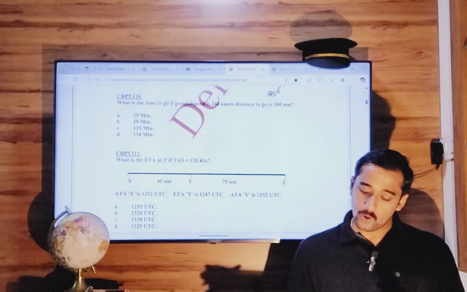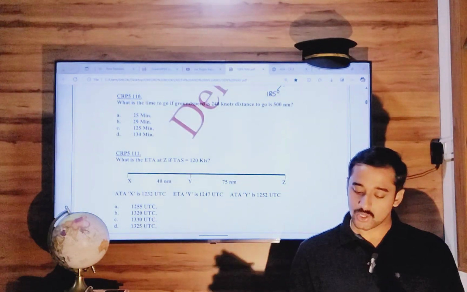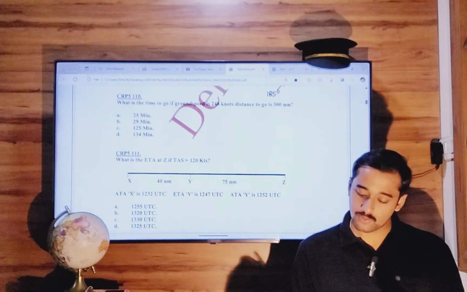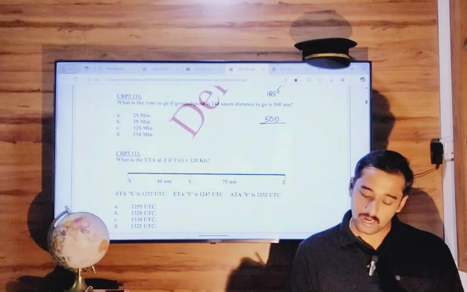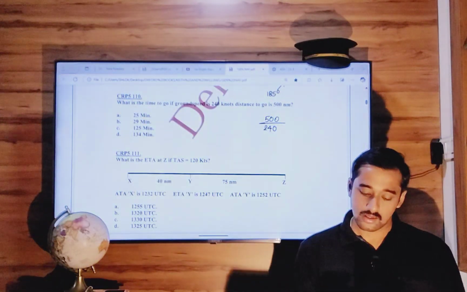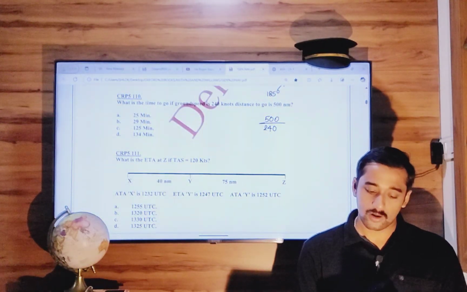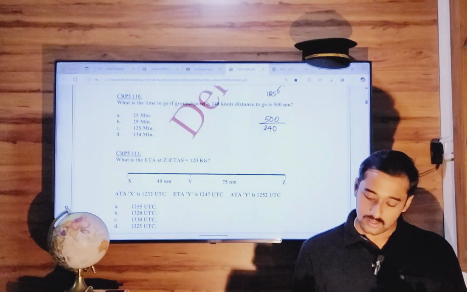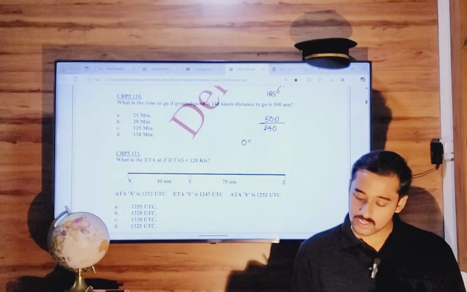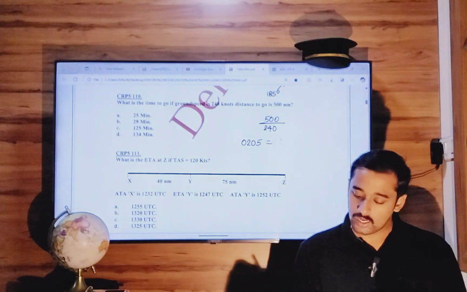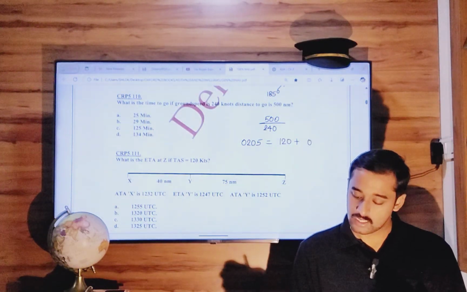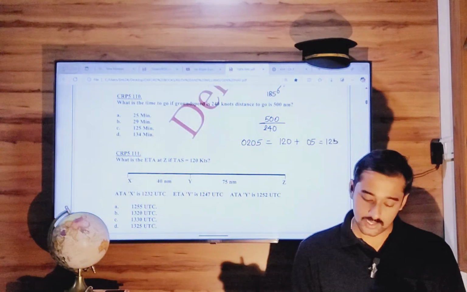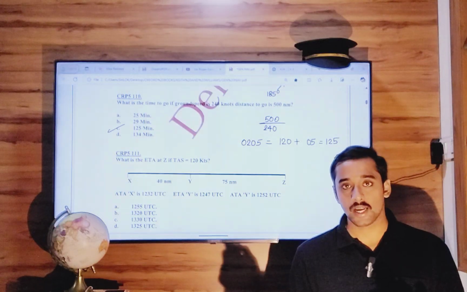What is the time to go if speed and distance is given? So time is equal to distance divided by speed. 500 divided by 240 is 2 hours 5 minutes. So 2 hours 5 minutes is nothing but 120 minutes plus 5 minutes, 125 minutes. So option Charlie is the correct option.